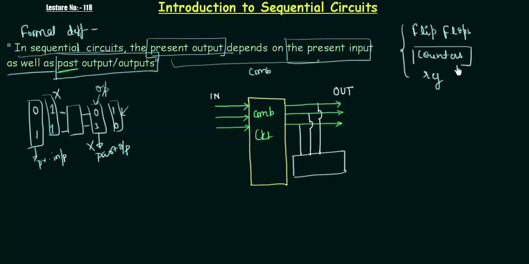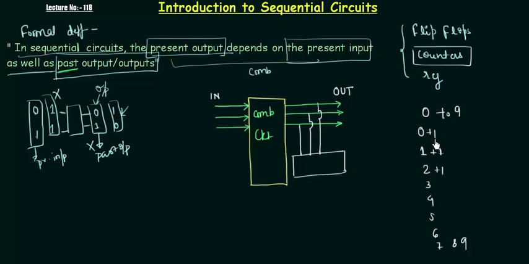Counter is a sequential circuit, and you already know how a counter works. Let's say if it is a decimal counter, it counts from 0 to 9. Every time it adds 1 to 0, we get 1. Then again it adds 1 to 1, we get 2. Then 2 plus 1 is 3, then 4, 5, 6, 7, 8, 9.